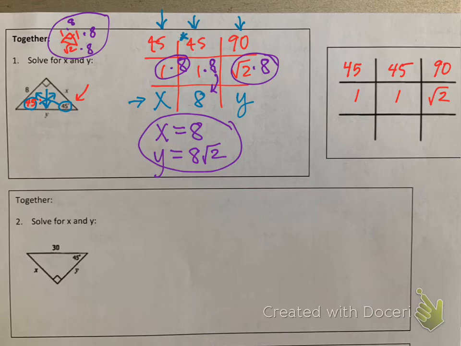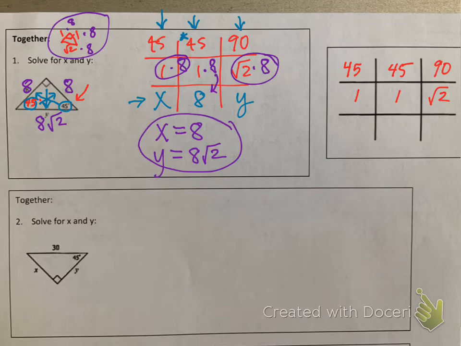Essentially, you could have done this by using the pattern that we investigated in the warm-up, where we said, okay, if the side lengths of the square were 8 by 8, then the hypotenuse or the diagonal would have been 8 root 2. You could have done that without the chart as well.